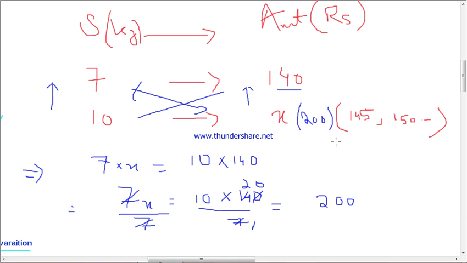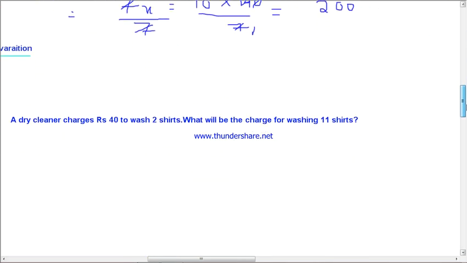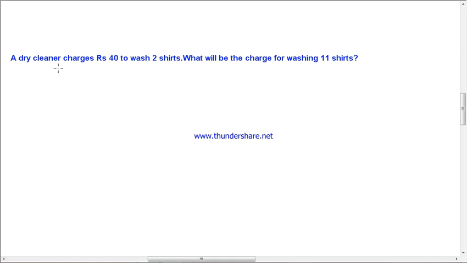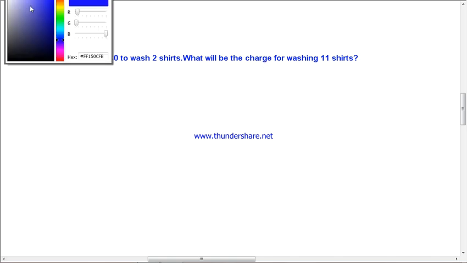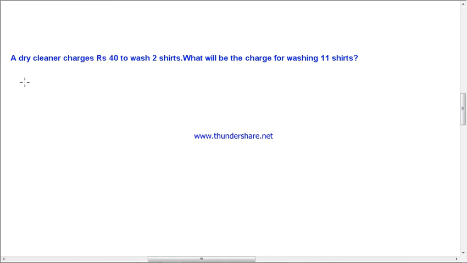This is called the arrow method. So I'll take one more example. I think I have one more question down below. Yeah, let's say over here, a dry cleaner charges rupees 40 to wash 2 shirts, and what will be the charge for washing 11 shirts? Now I need to identify what the two quantities are over here. I can see the first is the shirt and the second is the amount. So I would like to write shirt, and then I'll write amount over here.